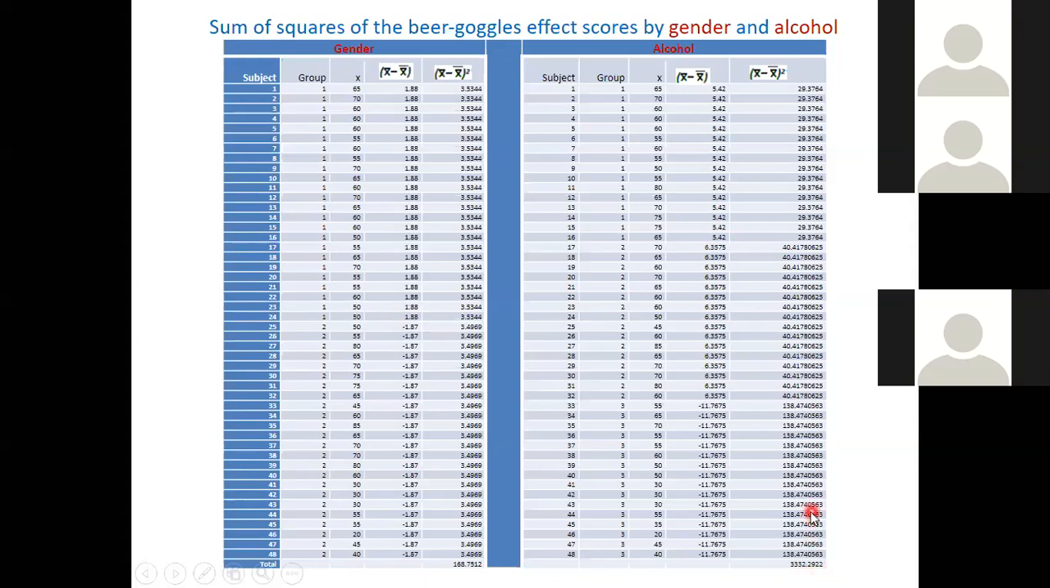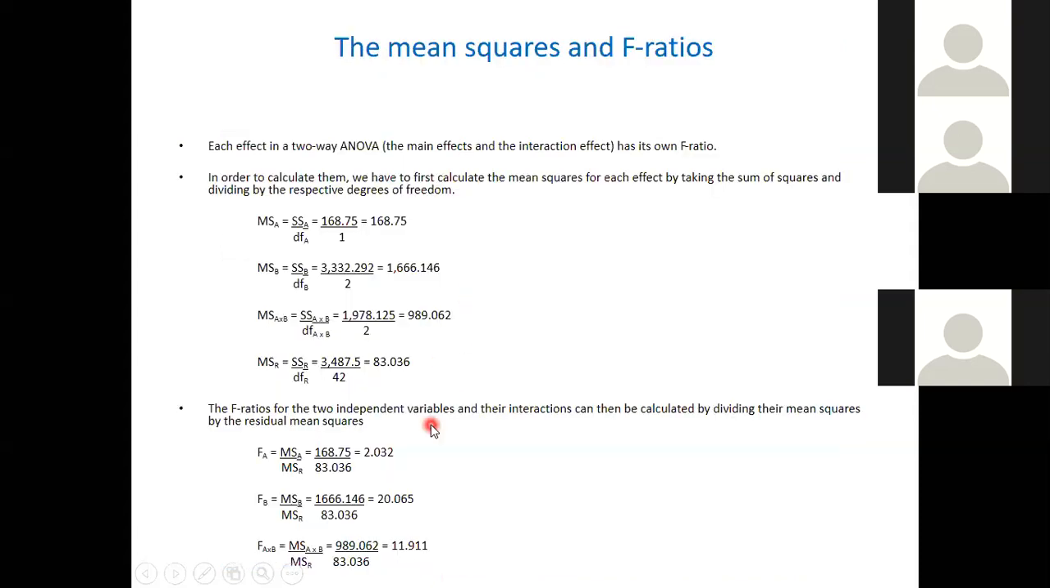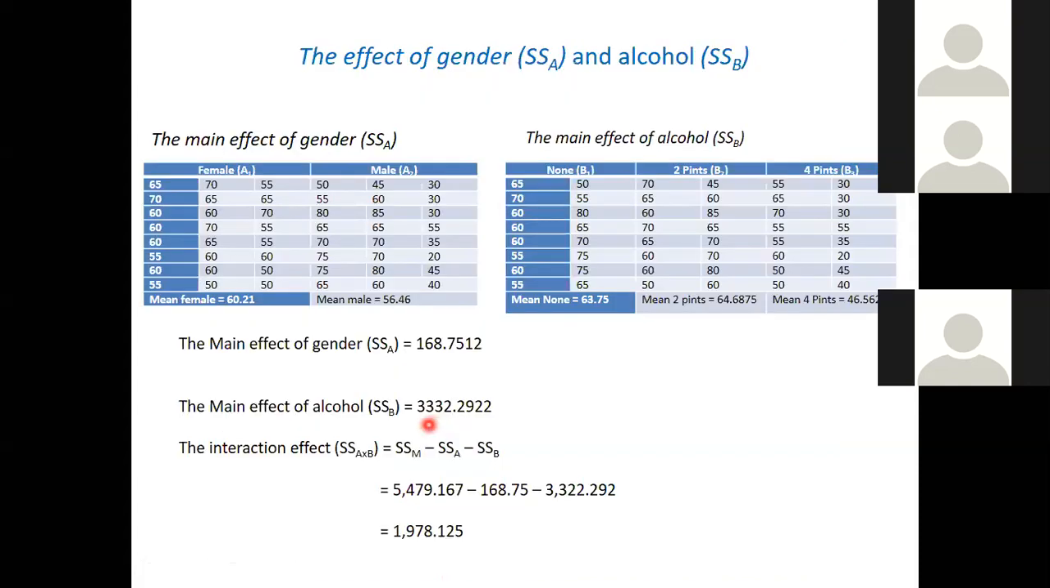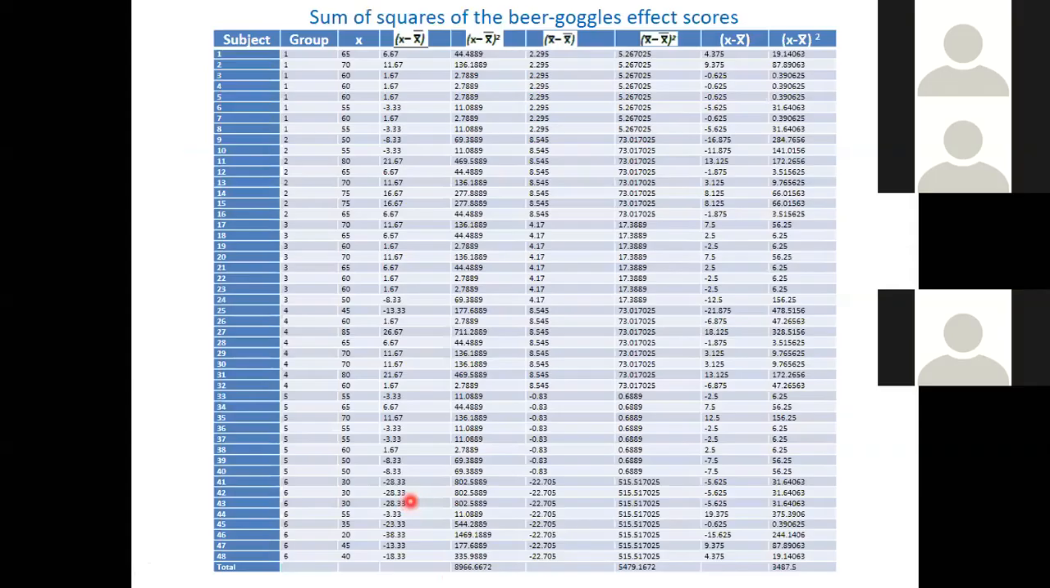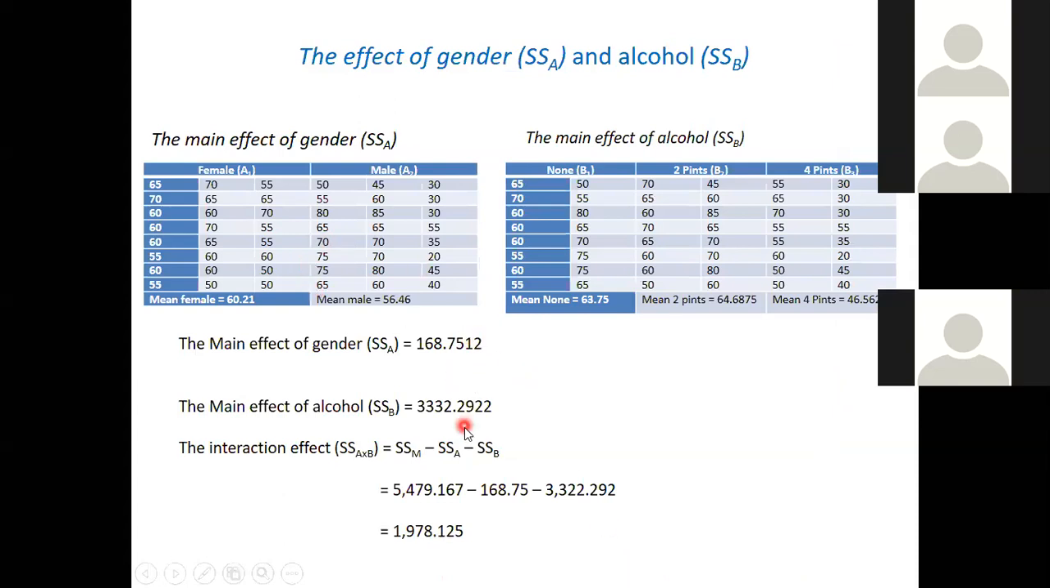3,332.2922. This is the main effect of the alcohol. This one is the main effect of the gender. This is what we got for the gender, and this is for the alcohol. If you take both of them together, it's not up to the total between you calculated before. The between is 5,479. So the extra contribution is their interaction effect.